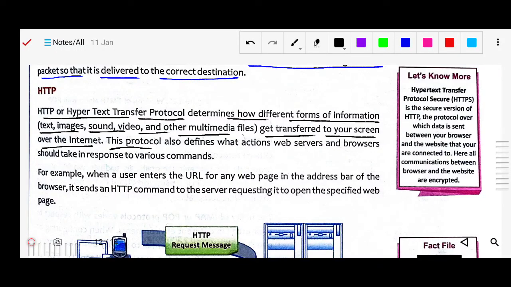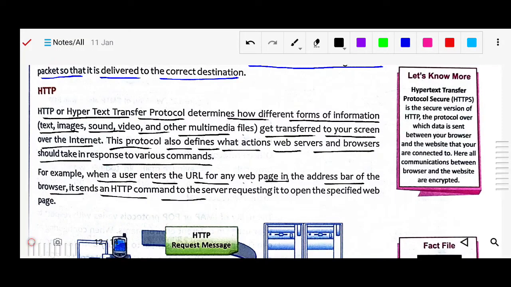This protocol also defines what action web browsers should take in response to various commands. For example, when a user enters a URL for any web page in the address bar of the browser, it sends HTTP commands to the server requesting to open the specified web page. So here you can first of all see hypertext transfer protocol, that is HTTPS, secure.